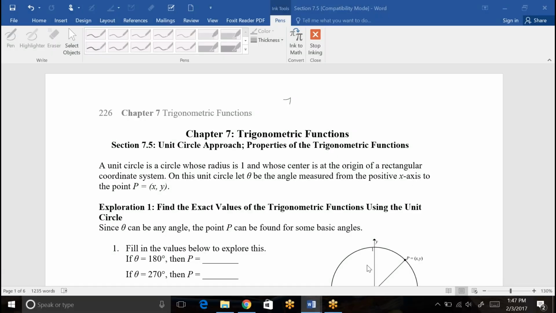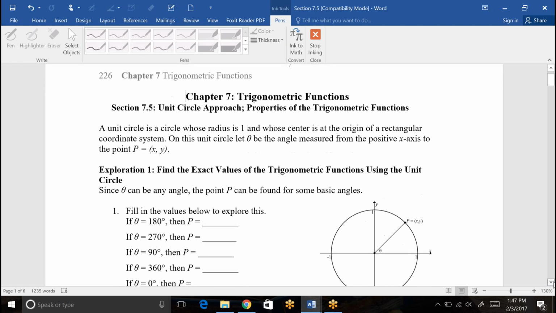This is the Section 7.5 notes for the online trig class, a unit circle approach to trigonometric functions. We're going to be looking at the unit circle and how it relates to trigonometry and how it's a very crucial part of understanding sine and cosine and tangent ratios for special angles.